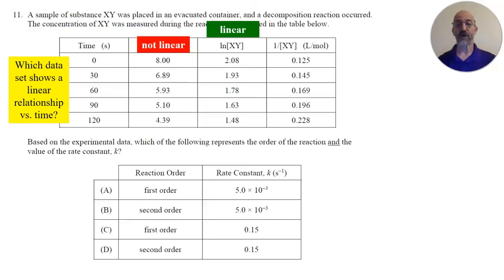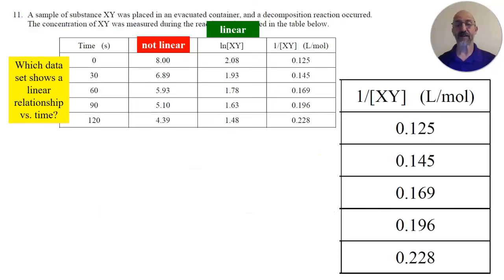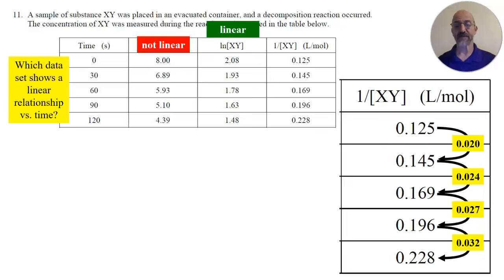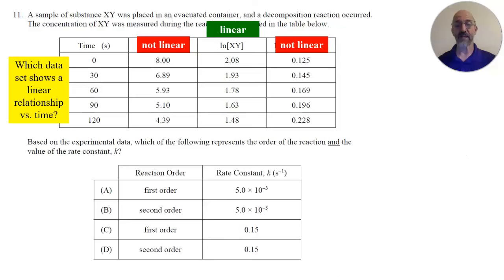And then just to confirm that the reciprocal of concentration is not linear, I'll do a difference of, so 0.145 minus 0.125, that's a difference of 0.020. And then here's the next difference, 0.024. Here's the next difference, 0.027, and the last difference, 0.032. So again, not a linear relationship.